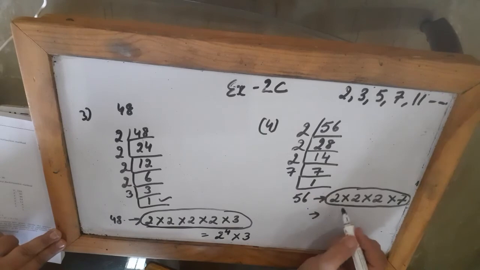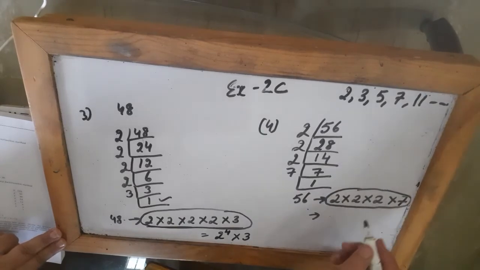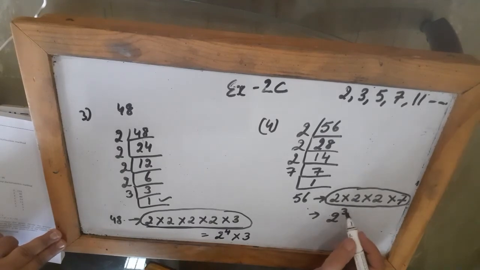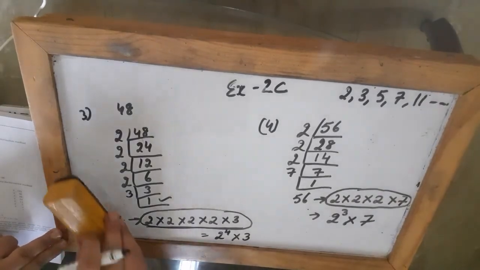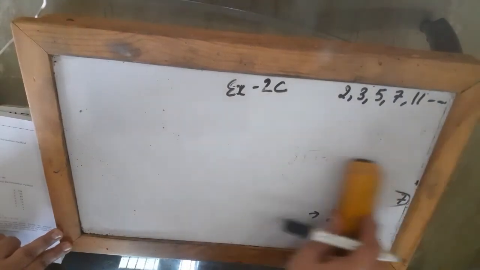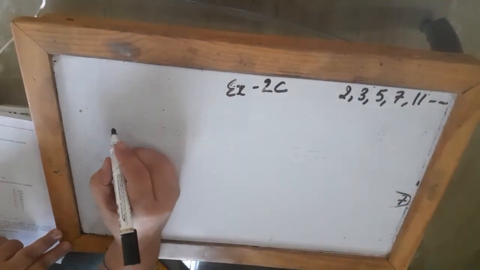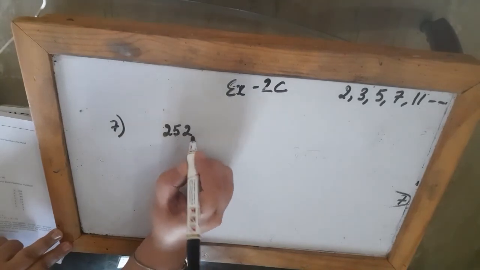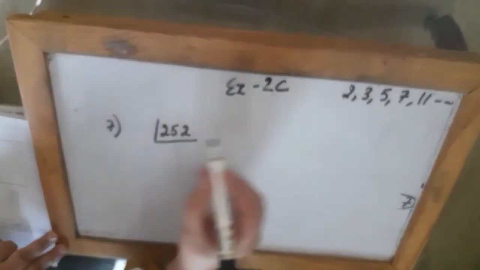And if you want to write it in the exponential form, how will you write? Now 2 is repeated how many times? 3 times. So it has the power 3. 2 power 3 multiplied by 7. Okay, now let me take one more example. Let me take one more number, that is 252. Okay, so 252. So I'll start with the smallest prime number 2.